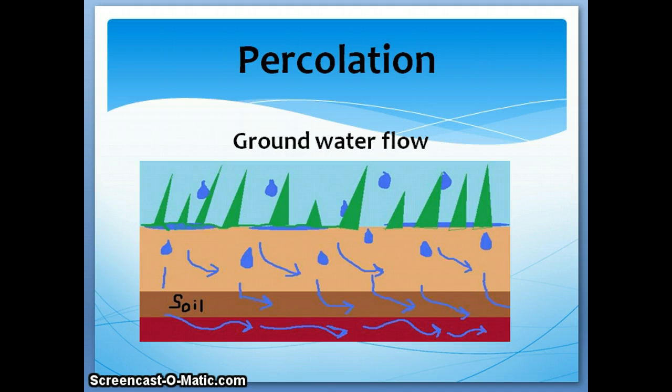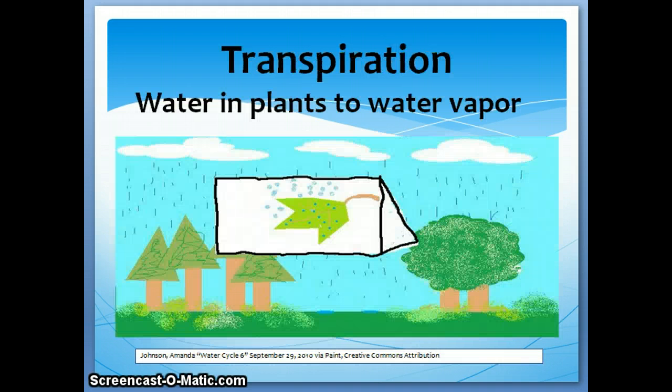During this process, water in plants will transpire into water vapor. This is very similar to how humans sweat. This water vapor enters back into the atmosphere.